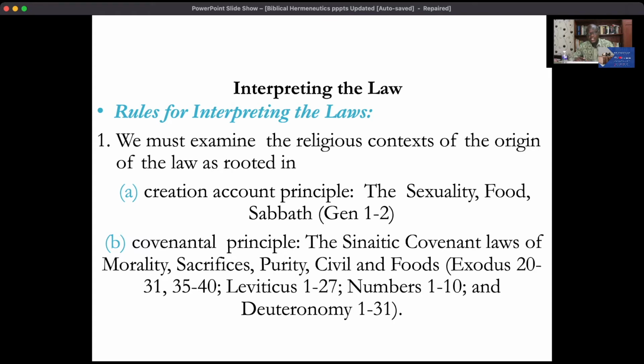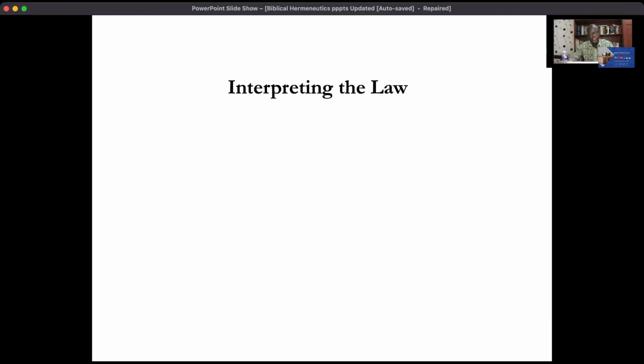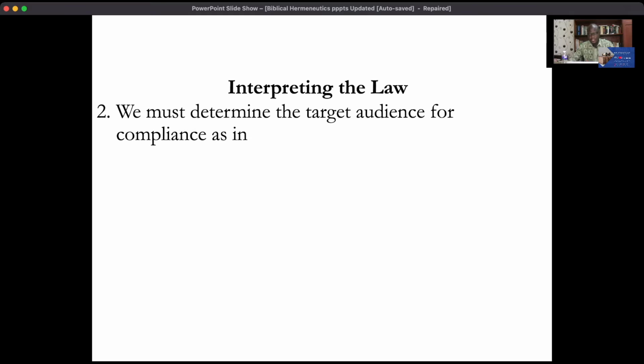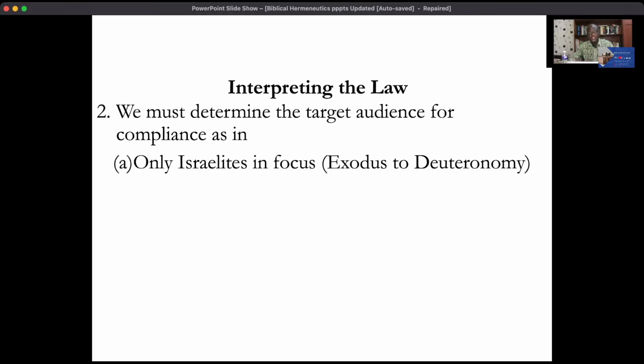So anytime we want to interpret any law, we must understand the religious context. Is it in the creation account setting? Is it in the covenantal setting? Which means that if you're able to determine that, we appreciate how to interpret the law and to know the immediate audience that the law was applicable to. You must determine the target audience for compliance, as in only Israelites in focus. In other words, the immediate audience of the law.